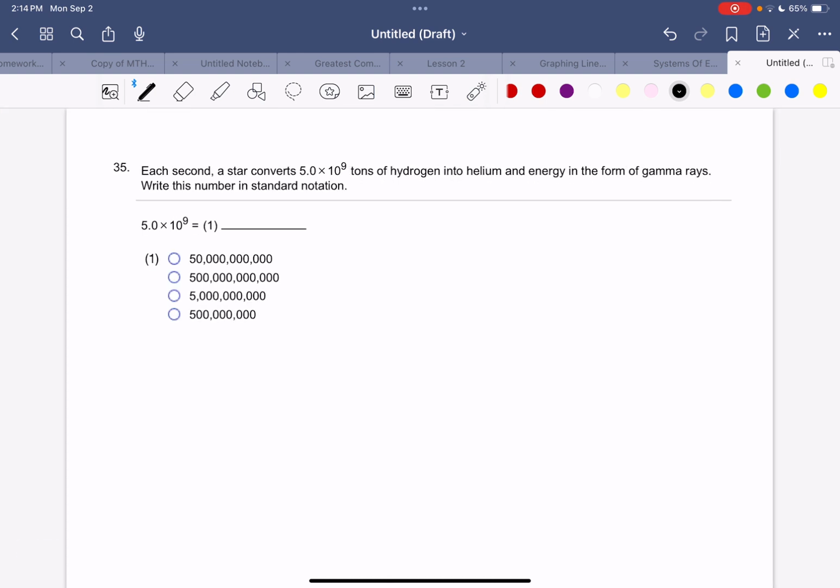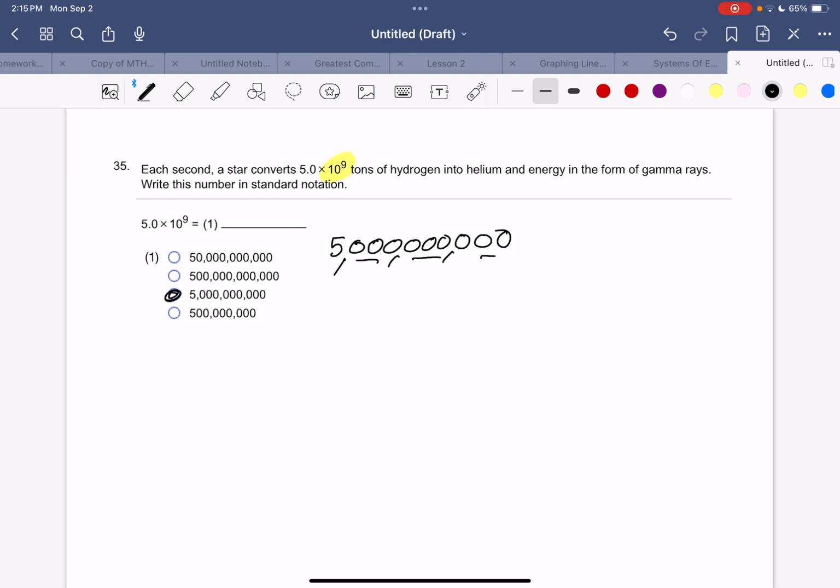Last problem. Each second, a star converts 5.0 times 10 to the 9 tons of hydrogen into helium and energy in the form of gamma rays. Write it in standard notation. Now remember, what I said was this is usually used in science, so you can tell this is a science application. Well, what does that mean? It means we need to move the decimal point to the right 9 places. So I need to put 9 zeros. 2, 3, 4, 5, 6, 7, 8, 9. And so I've got 3 sets of zeros. That's going to be the third choice.